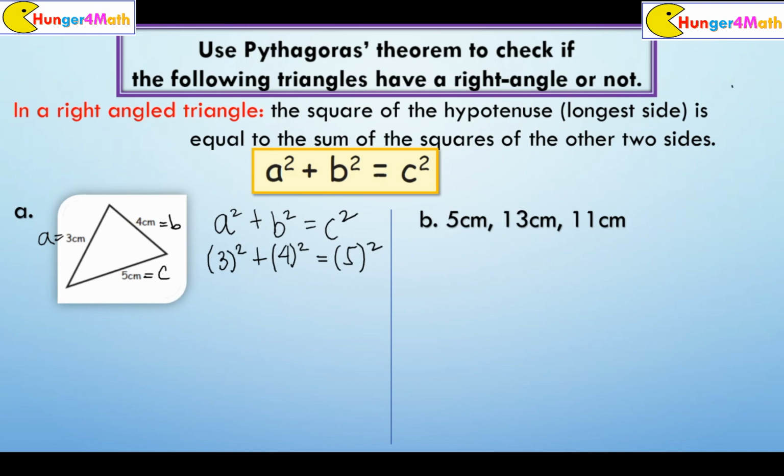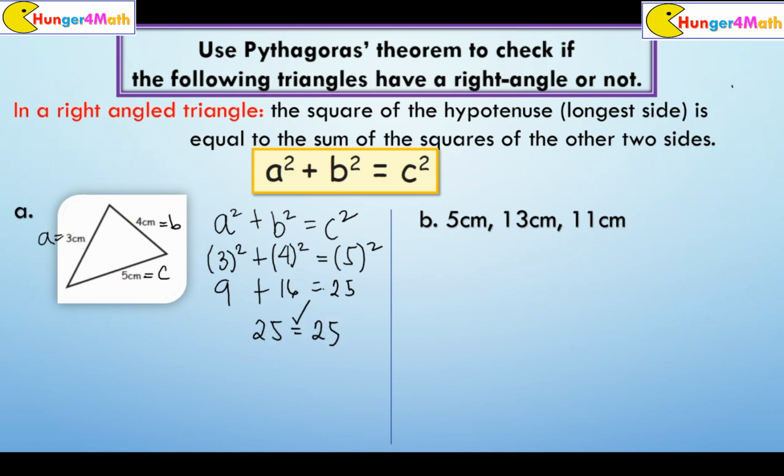Let's solve. 3 squared is 3 times 3, that is 9, plus 4 squared is 4 times 4, and that is 16, is equal to 5 squared, which is 5 times 5, and that's equal to 25. Let's add 9 plus 16, gives us 25, is equal to 25.